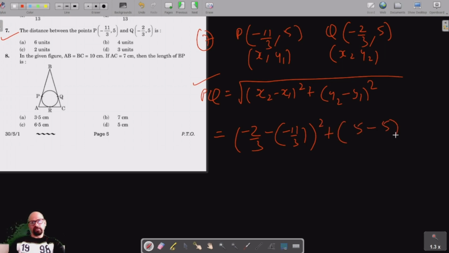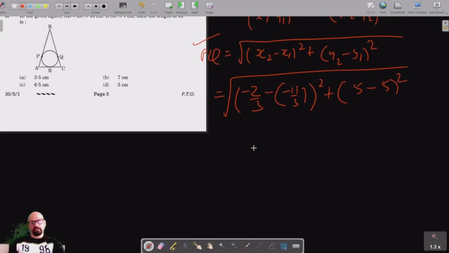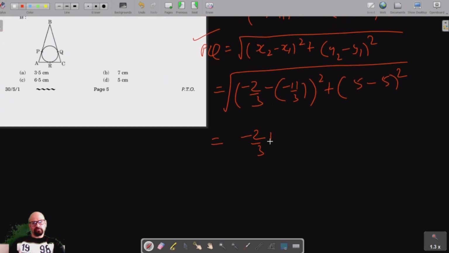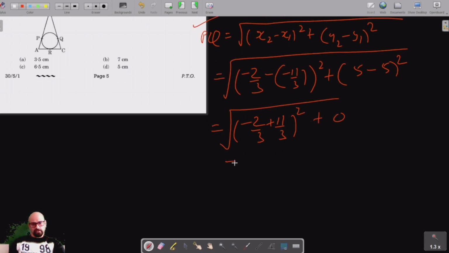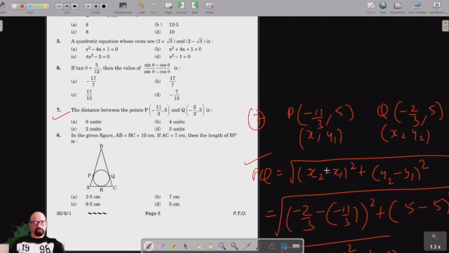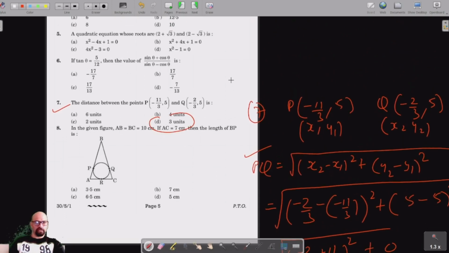So x2 is minus 2 minus of minus 11 by 3 the whole square, and y2 is 5 minus 5 the whole square, which is 0. So this is minus 2 plus 11 by 3 the whole square plus 0. Minus 2 plus 11 is 9, so 9 by 3 the whole square in the root. The square root gets cancelled with the square. This is 9 by 3, which is equal to 3 units. So 3 units is the distance between P and Q. So the correct option here is option D.